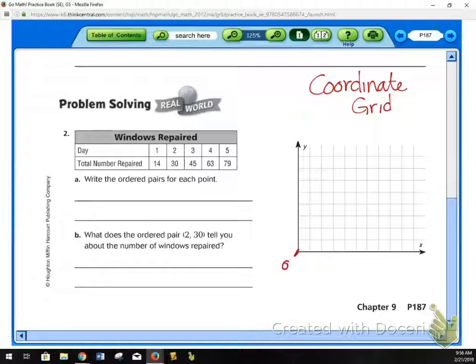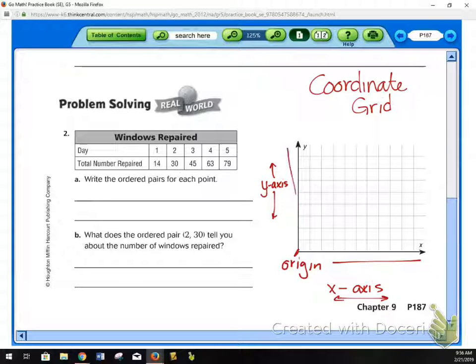First of all, this is the origin. This is the x-axis, which goes from left to right. This is the y-axis, which goes up and down. Okay? Each space we consider a unit. And the numbers that go from side to side or up and down are your scale.